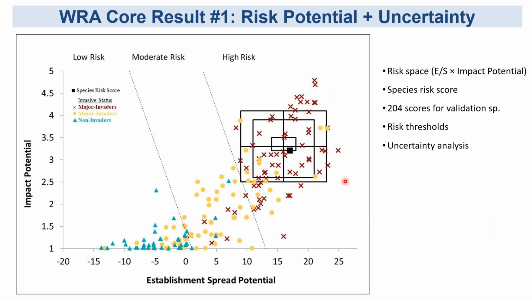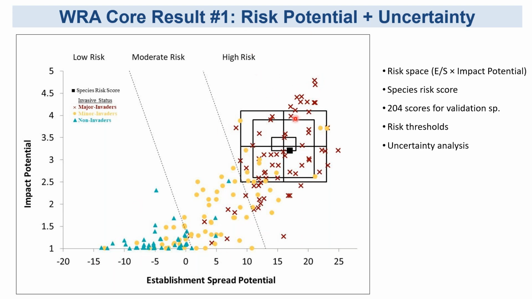There are two key outputs from our assessment. First is the species risk potential and uncertainty, shown in this graph, where we have establishment spread potential on the x-axis and impact on the y. The species risk score is shown by this black point right here in the middle of the graph, and you can see it falls in the high risk region.